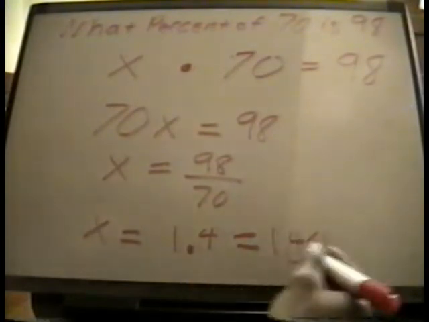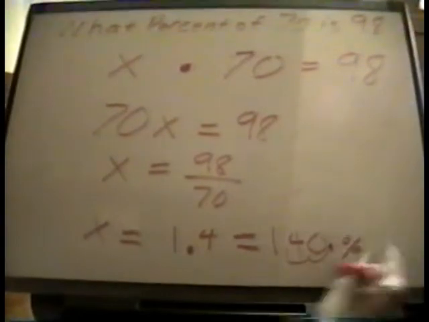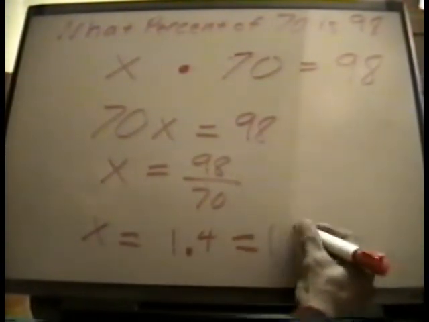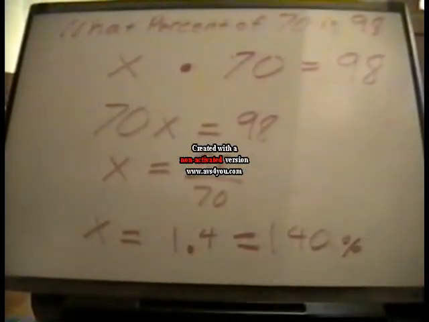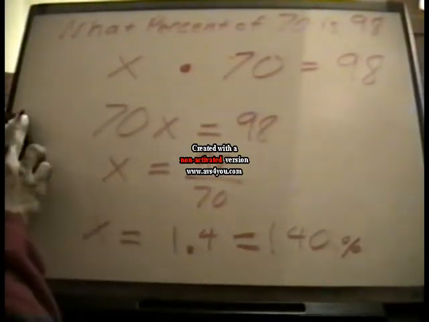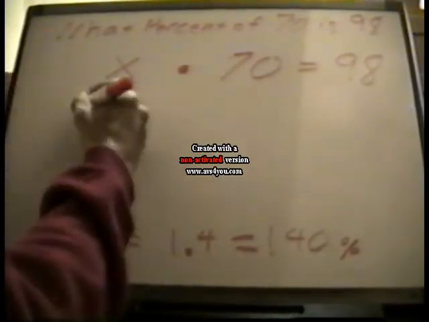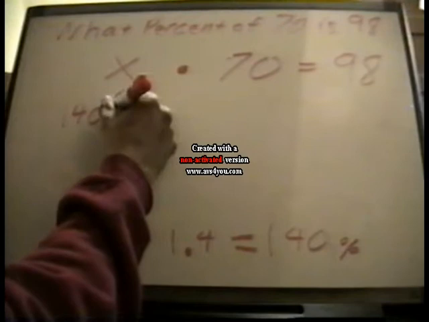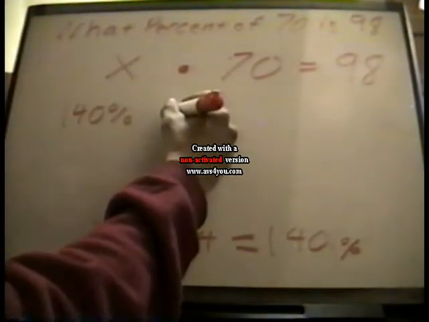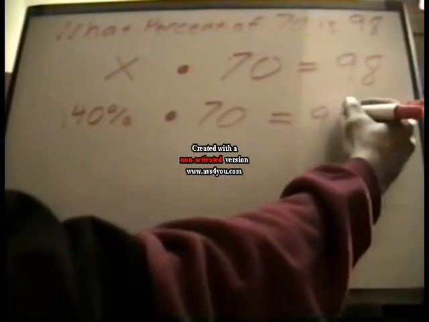Yes, that becomes 140%. So this is saying what percent of 70 is 98? They're saying 98 compared to 70 is 140%. That's why our answer here is greater than 100%. So x equals 140%. If we substitute our value, we see we have 140% of 70 equals 98.